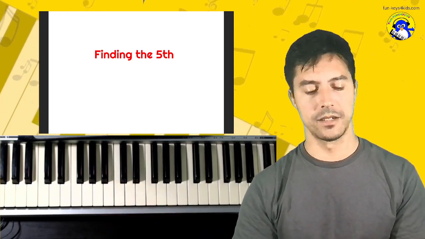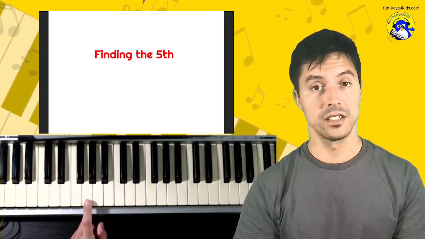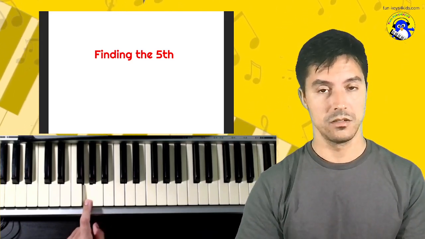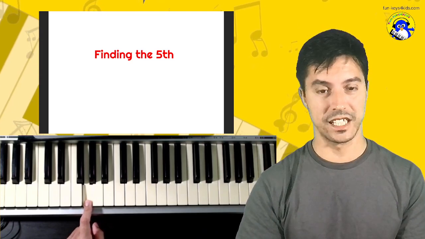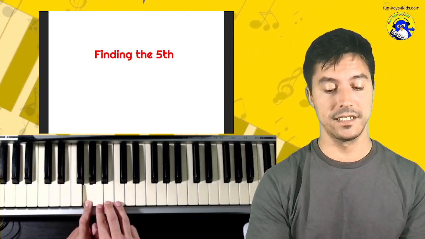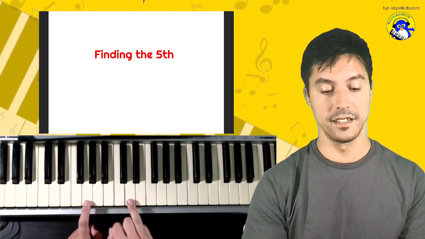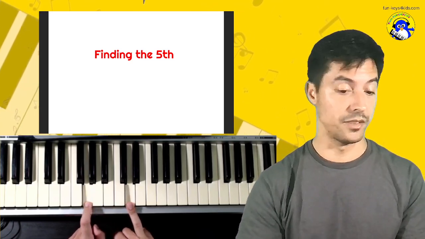So, let's find another one. The fifth of G. We are in G. Let's follow the rule, the little trick. Skip 3 white keys, and the next one is the fifth. So the fifth of G is D.